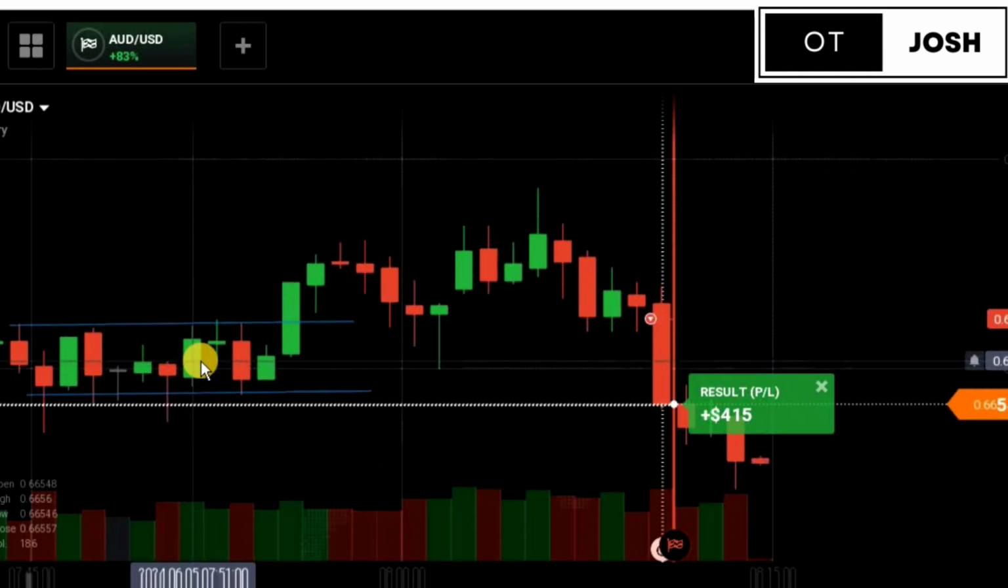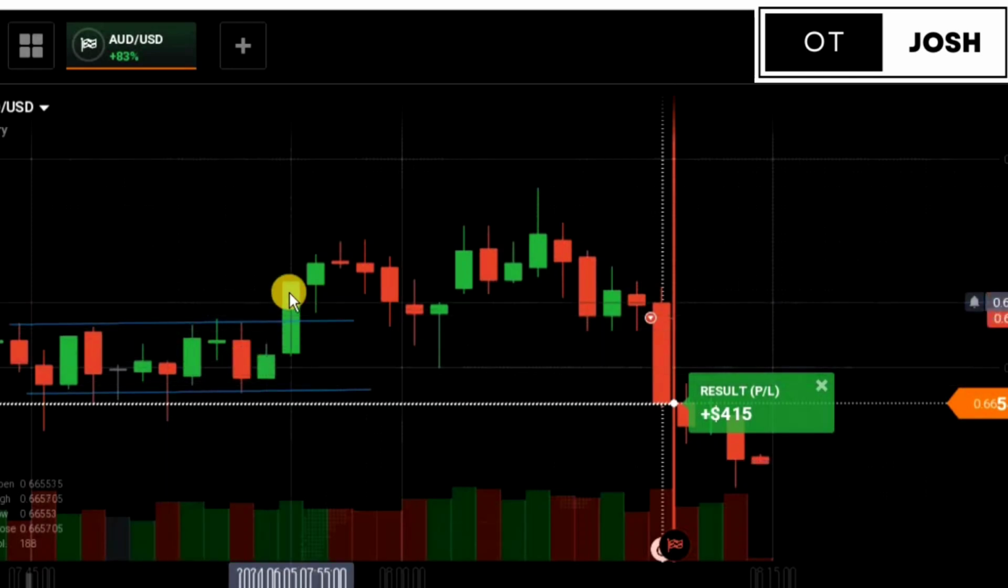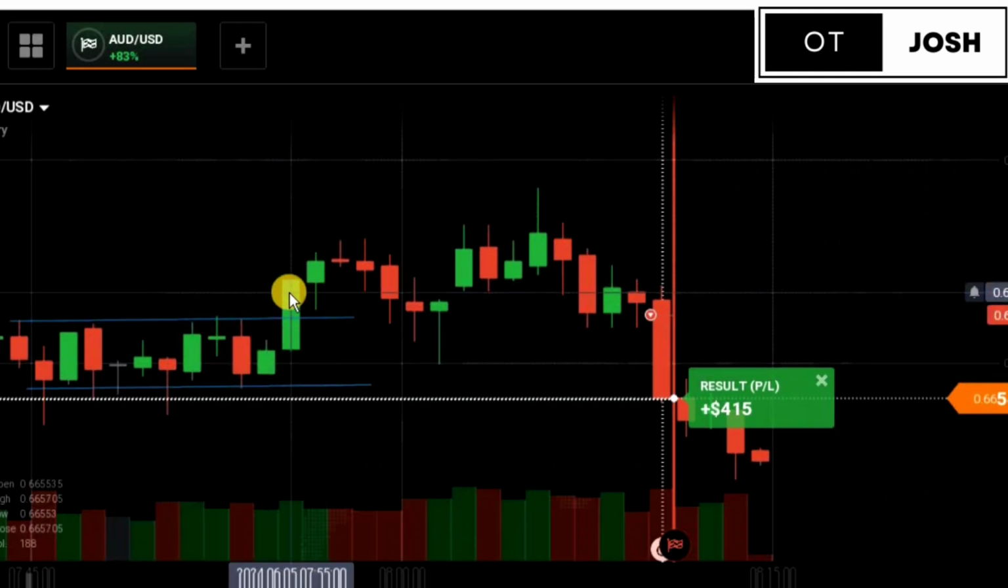Now after this point, the price broke out. As a trader, when you get to this part of the market, forget about this breakout. Breakout is a signal. How do we take advantage of this breakout?